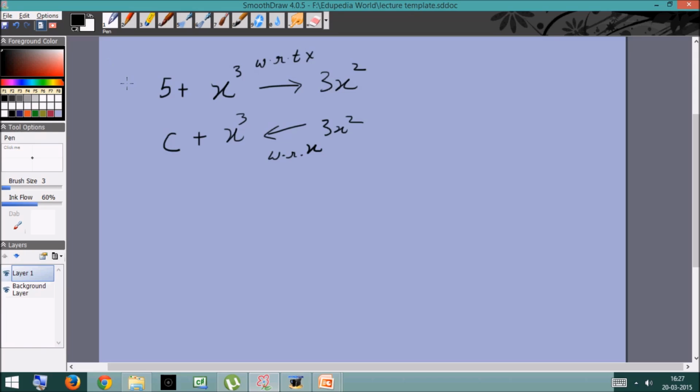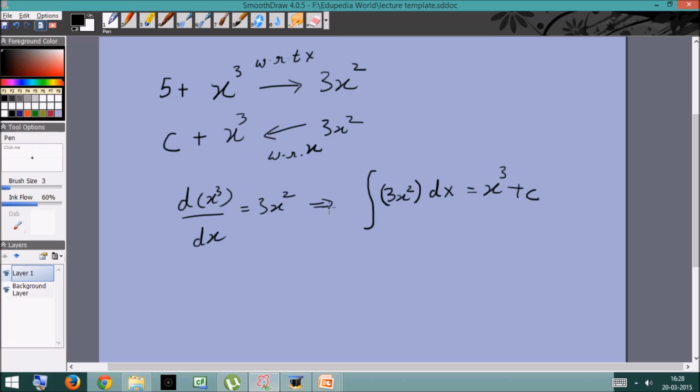And the notation we use is: d of x cube by dx is 3x square. This means, this is the notation for integral: integral of 3x squared, and then we multiply it by what we're integrating it with respect to, which is x. So it is x cubed plus c. This ultimately is the essence of integration.